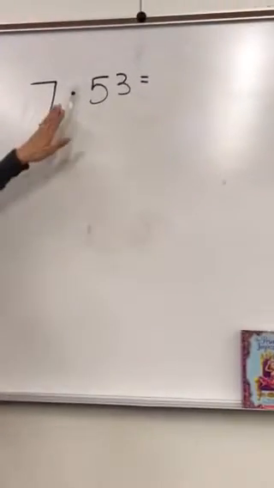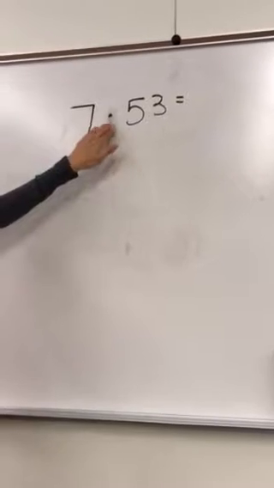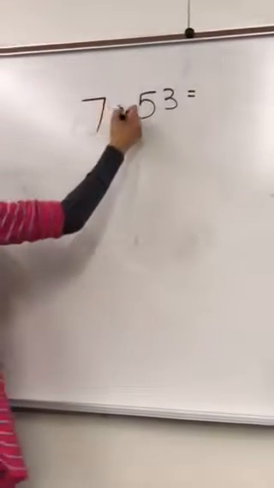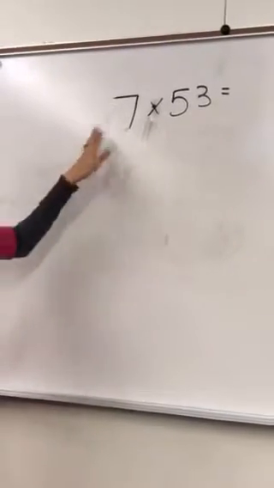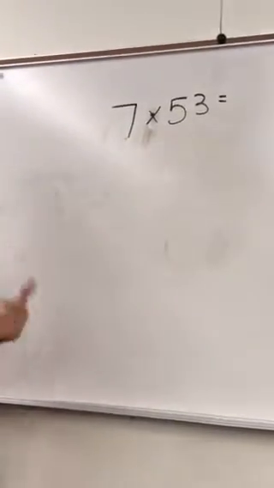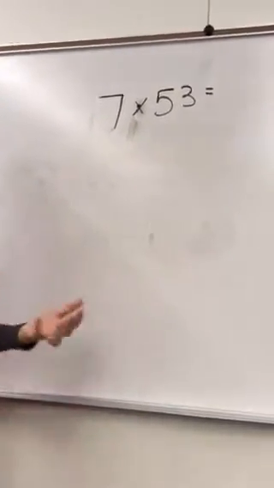So on your homework tonight, don't be confused. If you don't like that dot, you can even put an X over it and make it look like you want, okay? This is 7 times 53. If I'm using the algebraic method, here's how I'll do it.